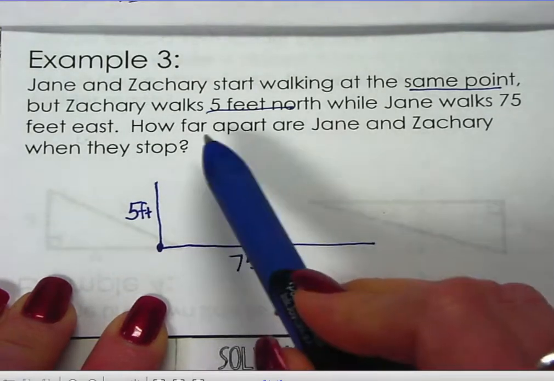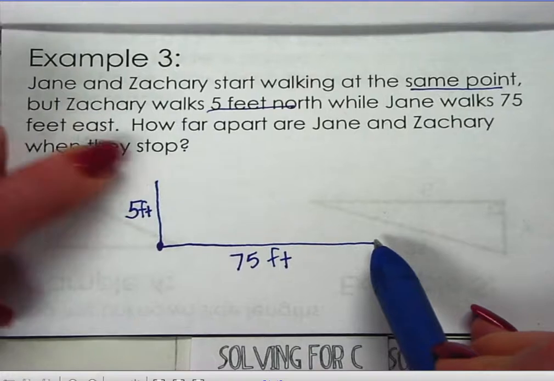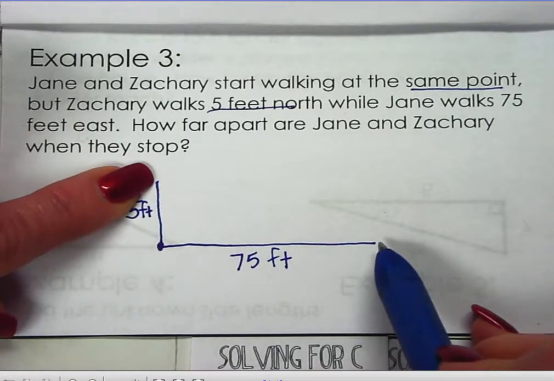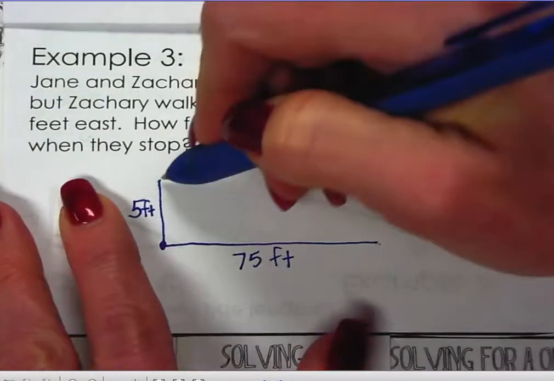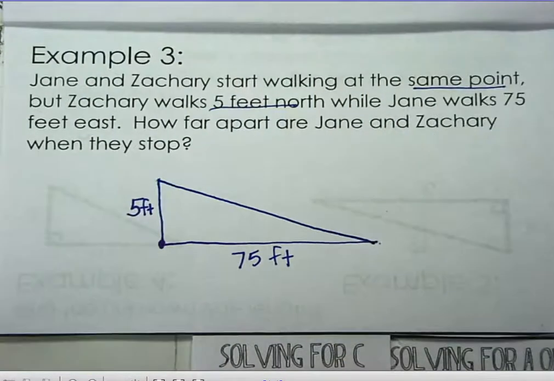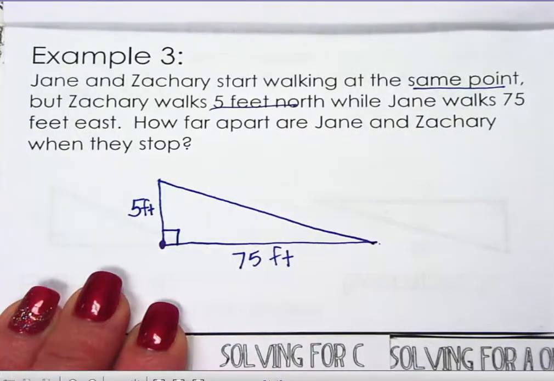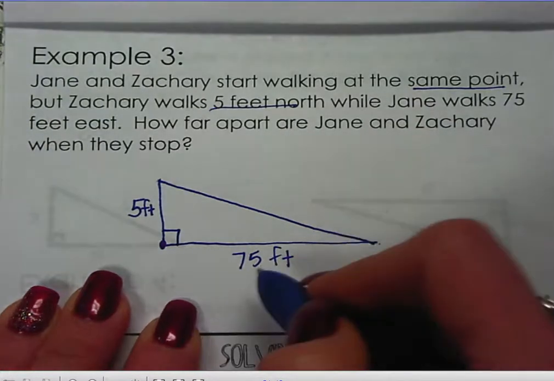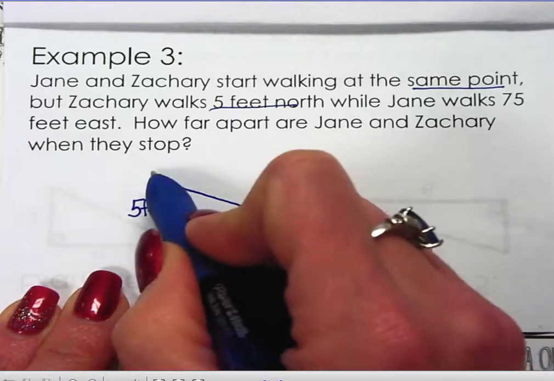And it says, how far apart are Jane and Zachary when they stop? So we're going to assume that Zachary is here and Jane is here. So we're going to draw a straight line connecting those points. And you can see that this forms a right triangle. Okay, so make sure you get your picture drawn. So this is Jane going east, and this is Zachary going north.